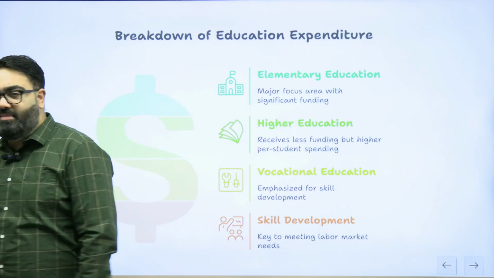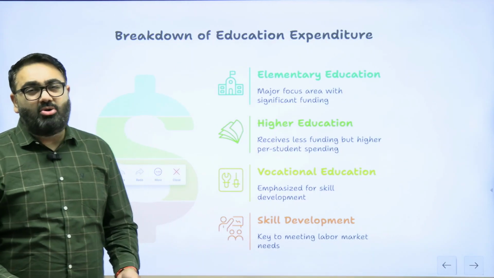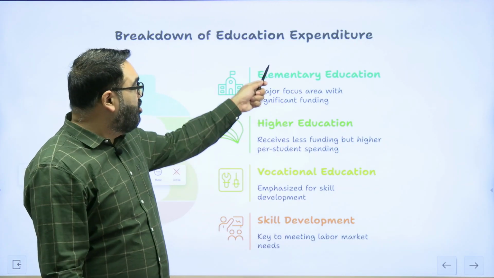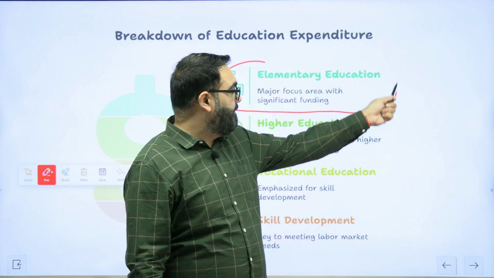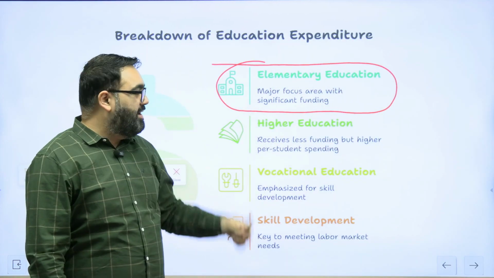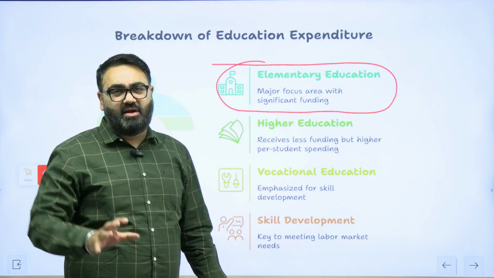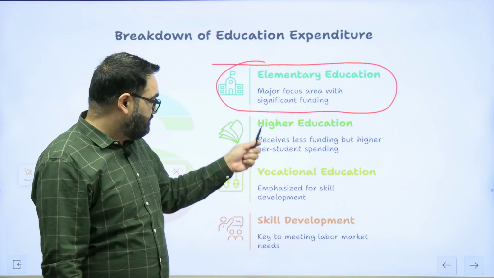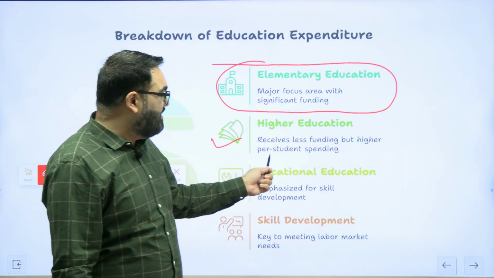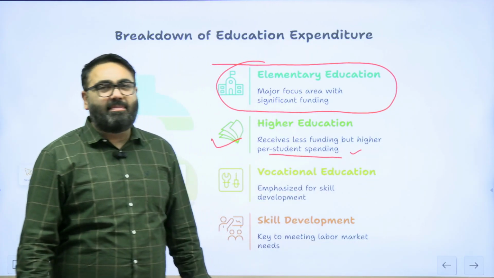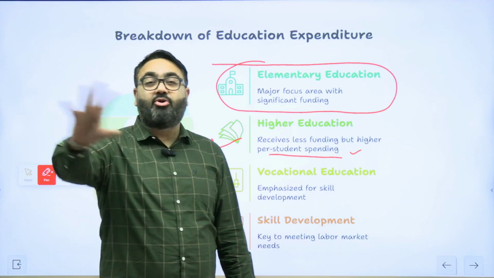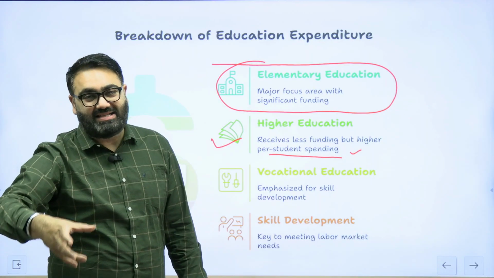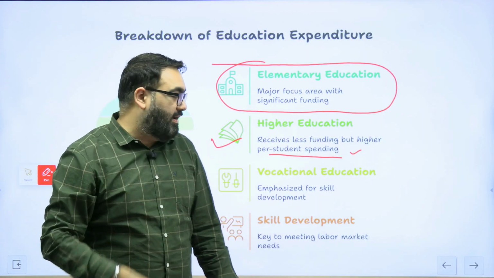Even if you look at where the government spends money in education, where is it that most of the government money is going? The biggest amount goes into elementary education, where the government gives the right to education up till class 8th. Higher education gets somewhat lesser funding, but per capita expenditure is higher here because a lot of people drop out. So the number of people that go ahead for higher education is lesser, and because of that, the per capita number becomes bigger.